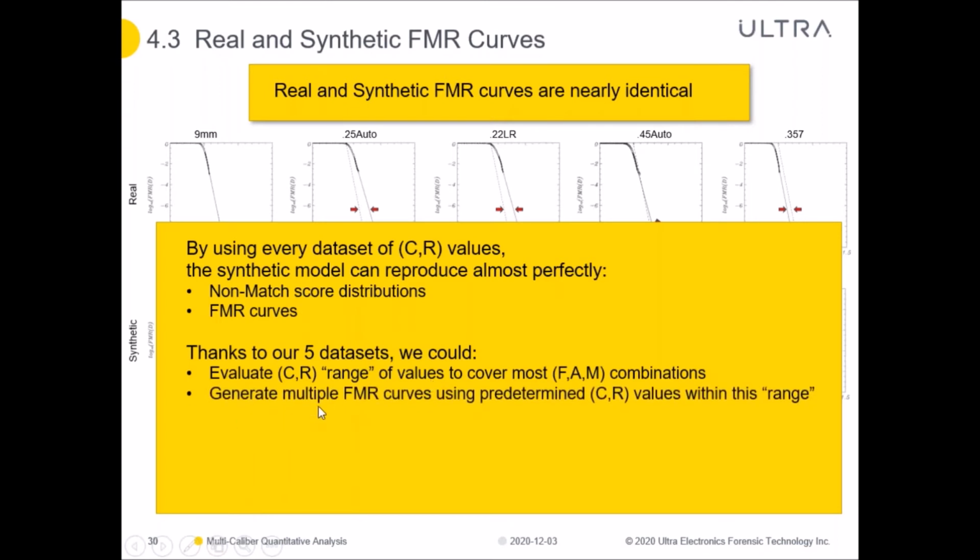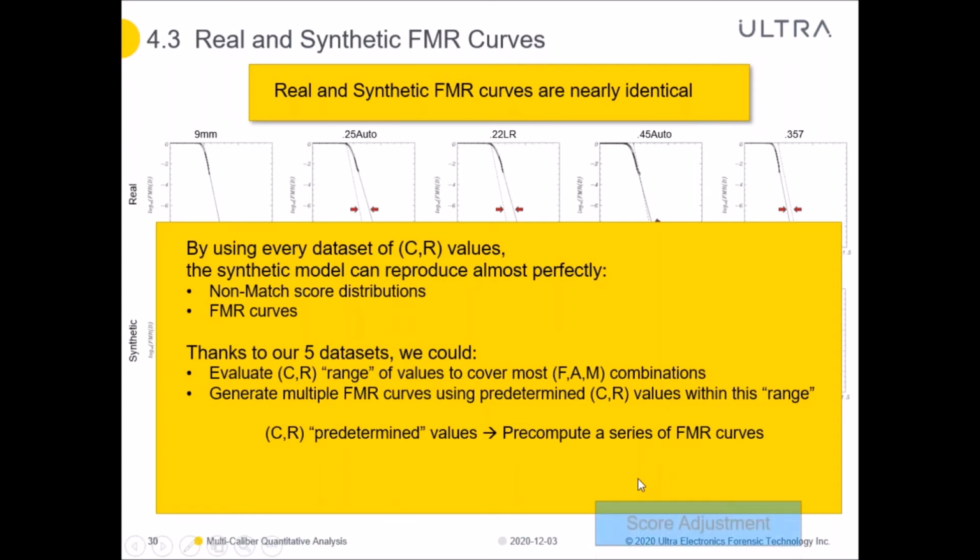And secondly, we could generate multiple false match rate curves using predetermined CNR values within that range. It is really important, that point right here. So for example, we have a series of predetermined values of CNR. With that, we can actually pre-compute in advance a series of false match rate curves and keep that on my computer. And with that, as you will see, we'll be able to do the score adjustment.